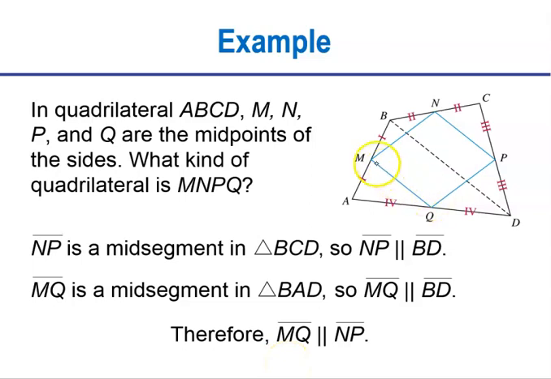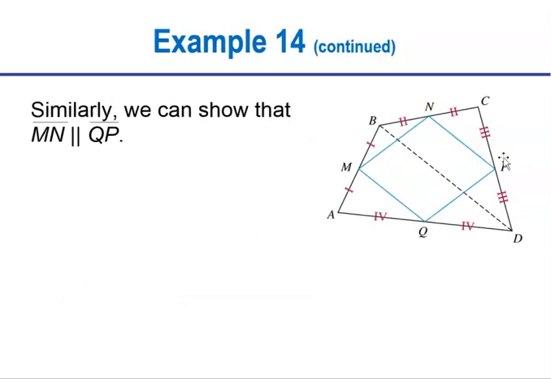So again, here we are. MQ, I'm trying to highlight it. MQ is parallel to NP. Now again, the argument, can we do this the other way? Okay. Now, here's what the book says. Similarly, we can show that MN is parallel to QP.